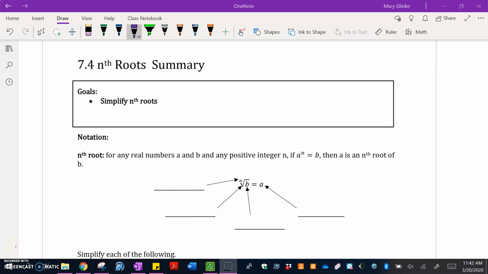Hello, the goal of this video is to remind us how to simplify nth roots, which is 7.4 in our textbook. In the middle here, you'll see the notation for nth roots. This n right there is your index. It's called your index. This is going to indicate how many are going to be in a group.